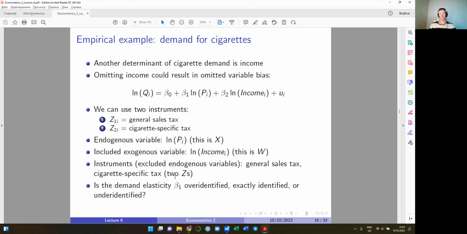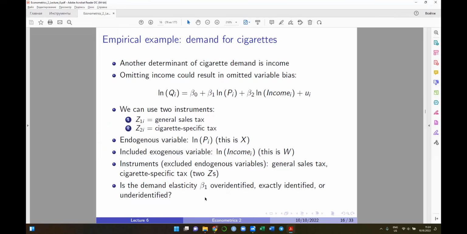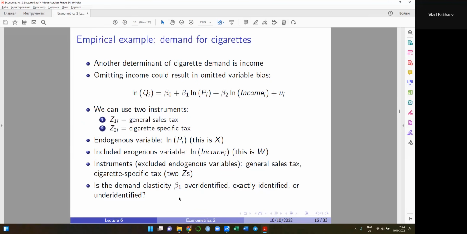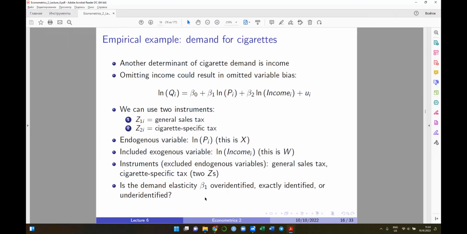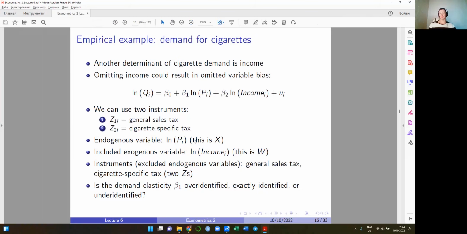Which case do we have? Is the demand elasticity over-identified, exactly identified, or under-identified? Exactly identified. Think better. How many endogenous variables do we have? Then over-identified. Yes, we have only one problematic variable, and we have two instruments to help with the identification.